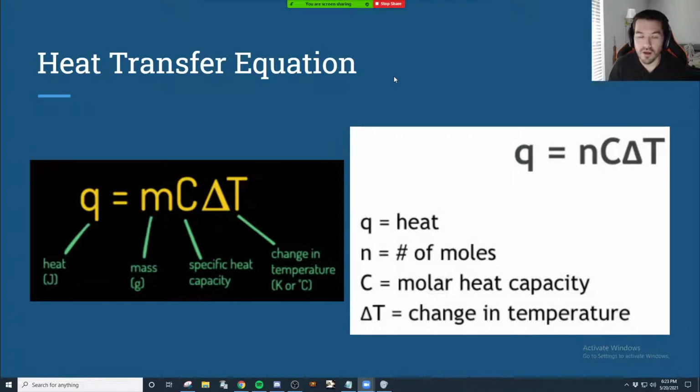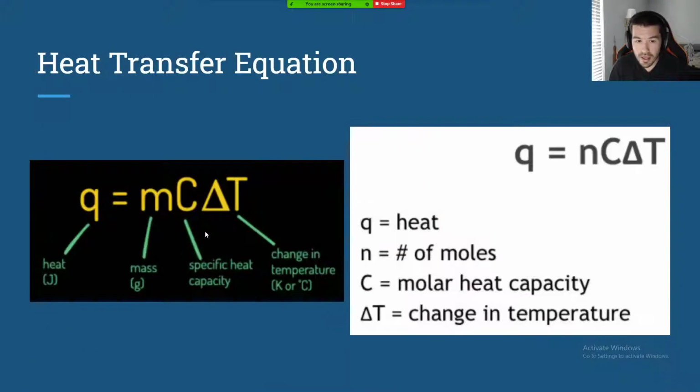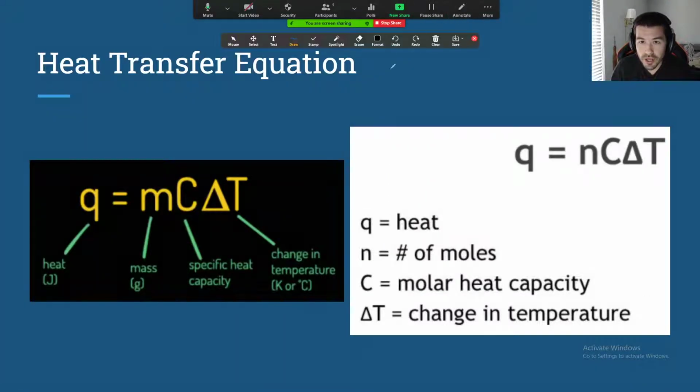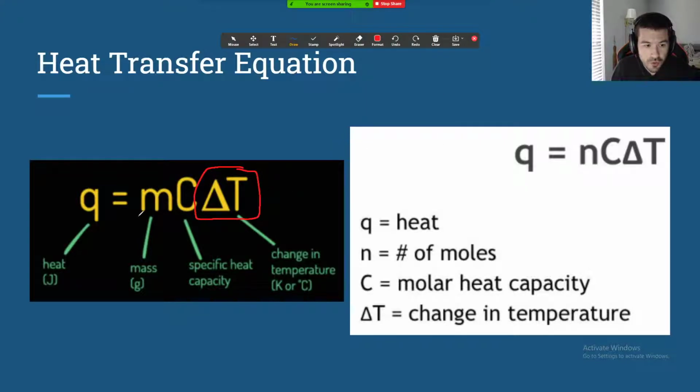So let's look at where this comes in. What scenario, what context would you have to do this? The context is calorimetry, okay? This is a lab method. Obviously, if we had more time throughout the year, we would do this. It's kind of cool. It's pretty simple, okay? It's a lab method that can be used to measure heat lost or gained by a system, okay? Basically, what you do is you measure the temperature change during a process, okay? And so if you can measure this delta T and you know the mass of your substance and you can look up its heat capacity, then you can calculate this energy change, okay? So that's kind of the idea going into calorimetry, all right?